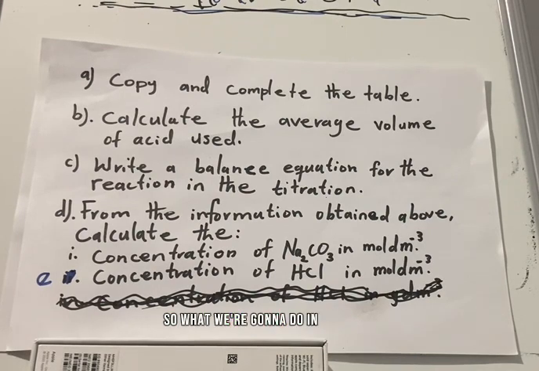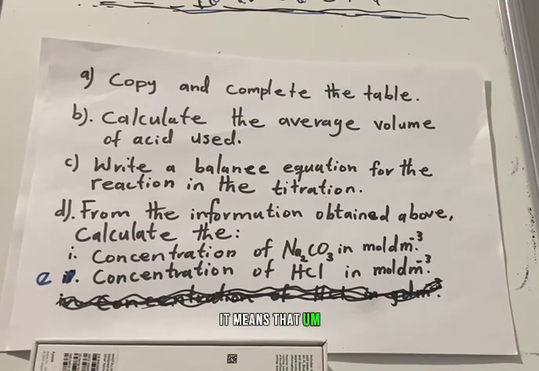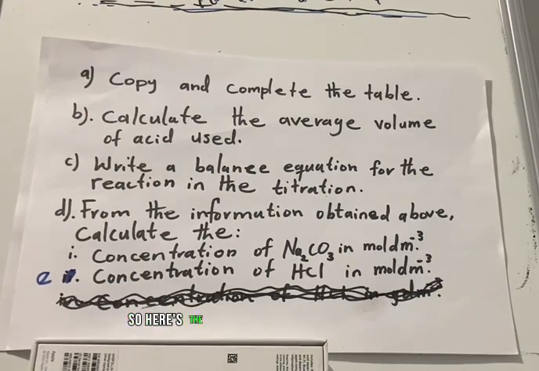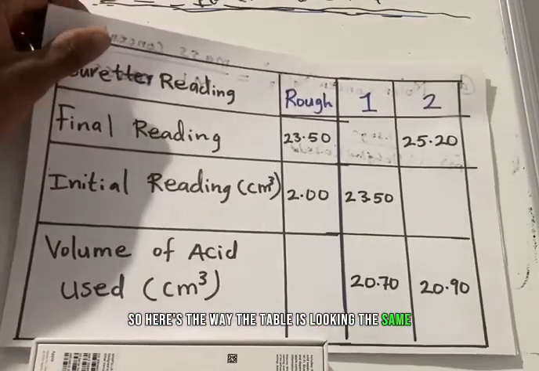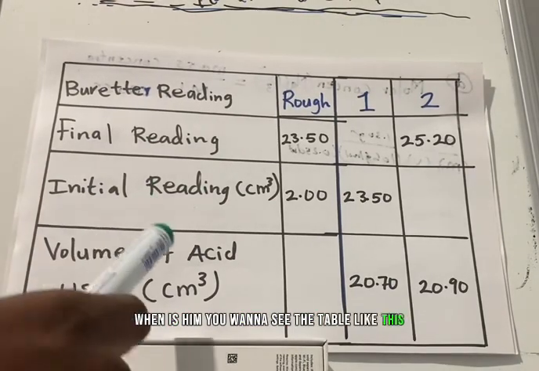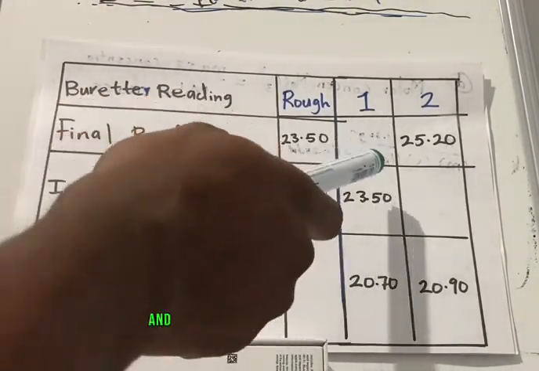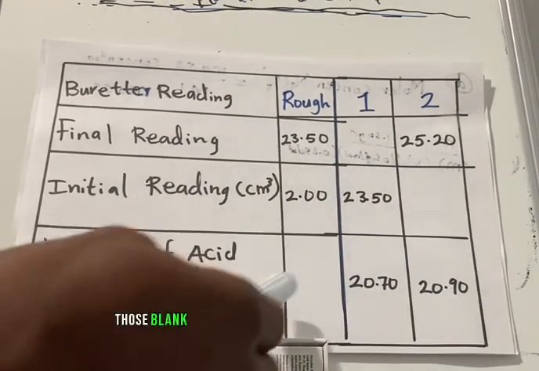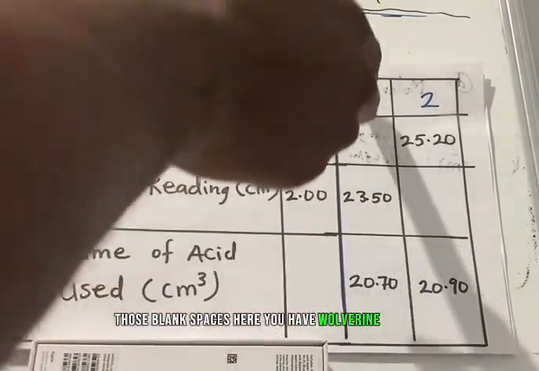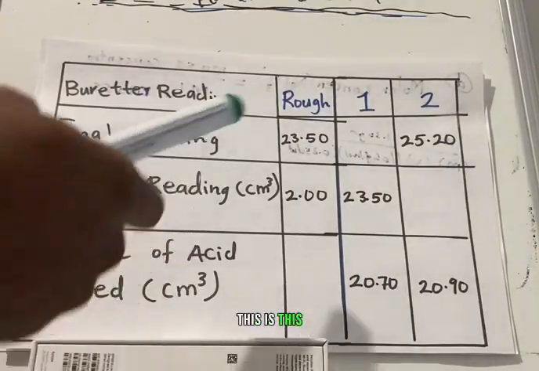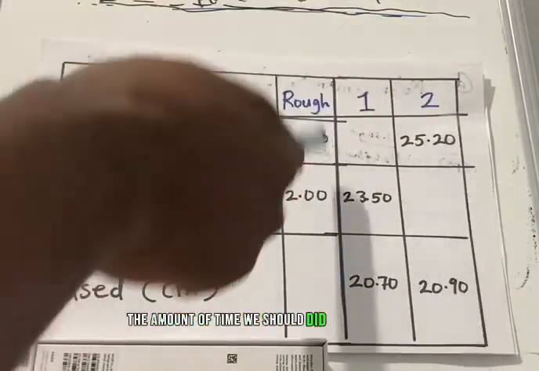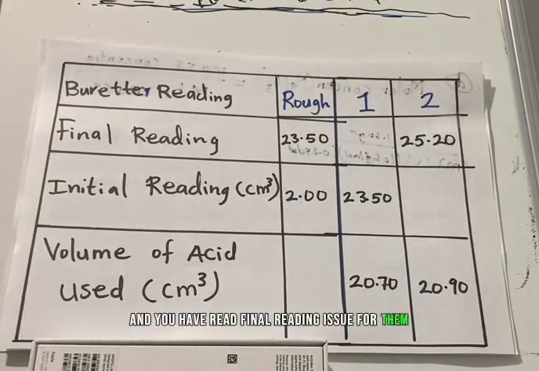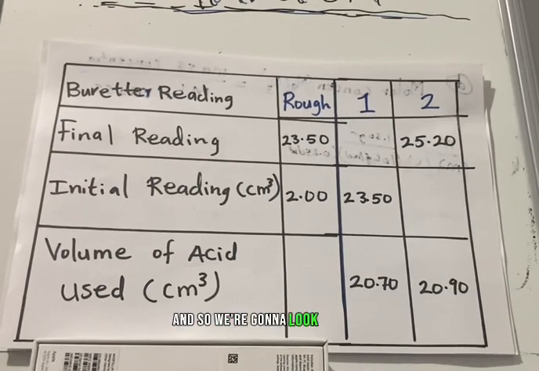So what we're going to do in this case is first start with the first question. It says copy and complete the table. So here's the way the table is looking on the exam. On the exam, you want to see the table like this. You have empty tables, and they're asking you to copy and complete those blank spaces. Here you have rough reading 1 and 2. This is basically the number of times in which they did this titration, and you have final reading, initial reading, volume. And so we're going to look at them.